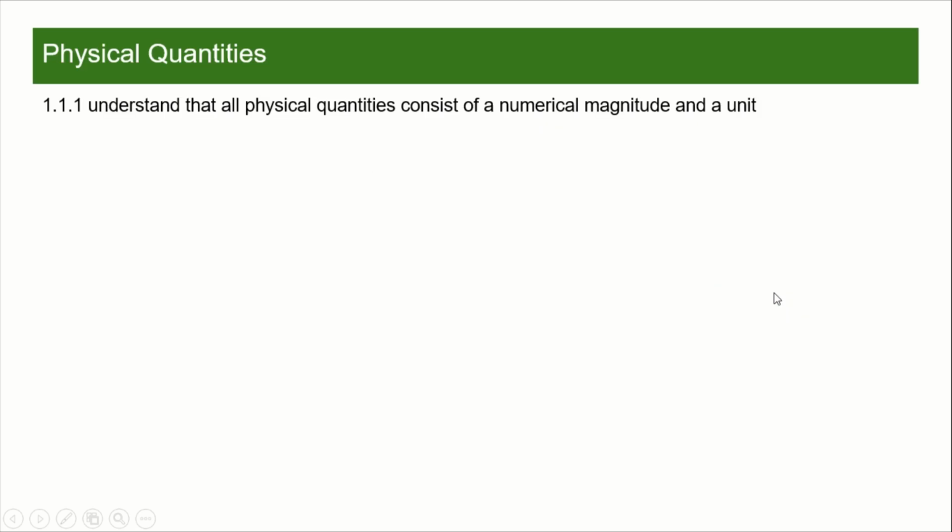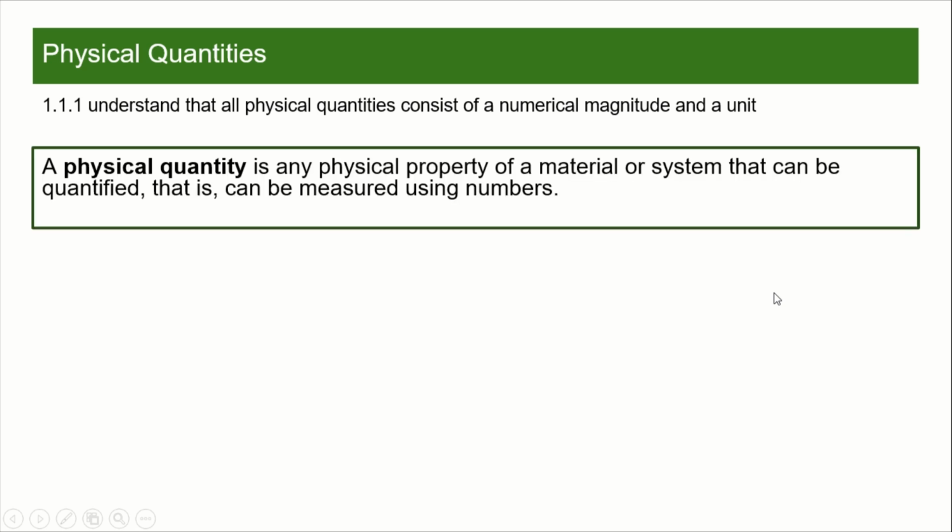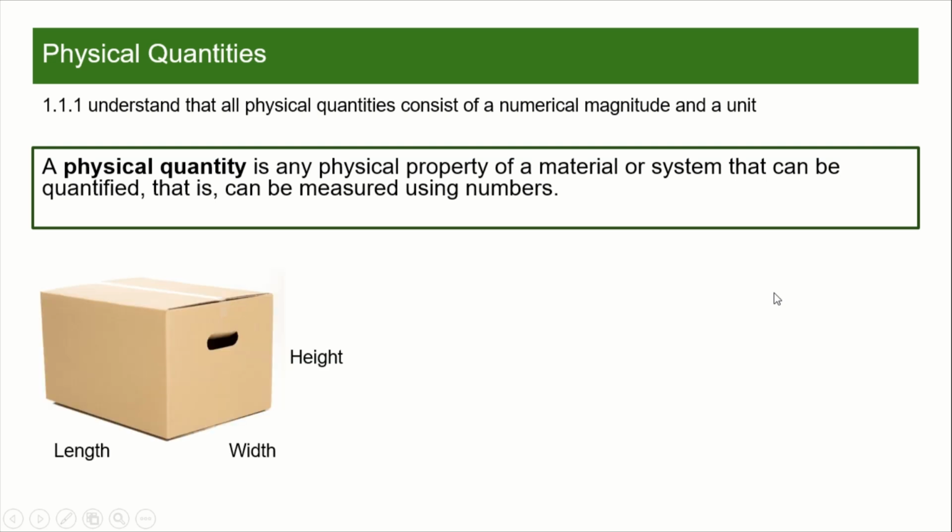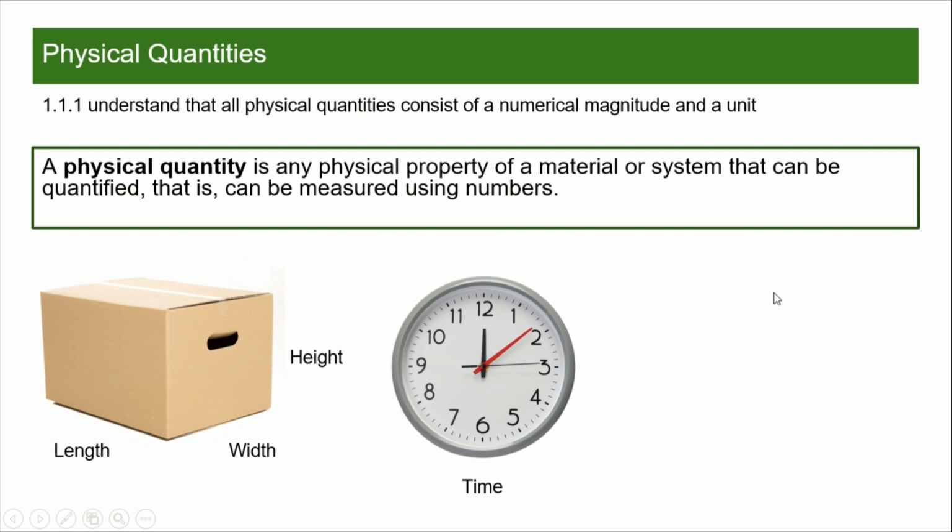The first learning objective is understand that all physical quantities consist of a numerical magnitude and a unit. In physics, every measurable aspect of the world around us is described using physical quantities. A physical quantity is any physical property of a material or system that can be quantified, that is, can be measured using numbers. For example, when we measure the length, width, and height of a box, each measurement is a physical quantity. Similarly, time and temperature are also physical quantities.